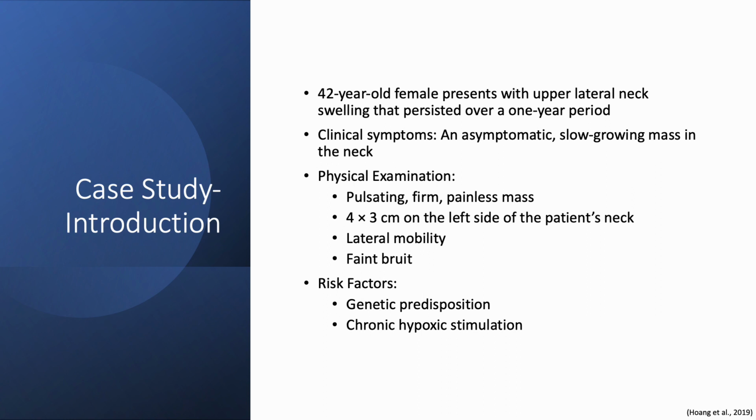At this time, the only known risk factors for carotid body tumors are genetic predisposition and chronic hypoxic stimulation, but we'll discuss that more in a couple of minutes. I also wanted to add that this mass was sporadic and it had no genetic ties.